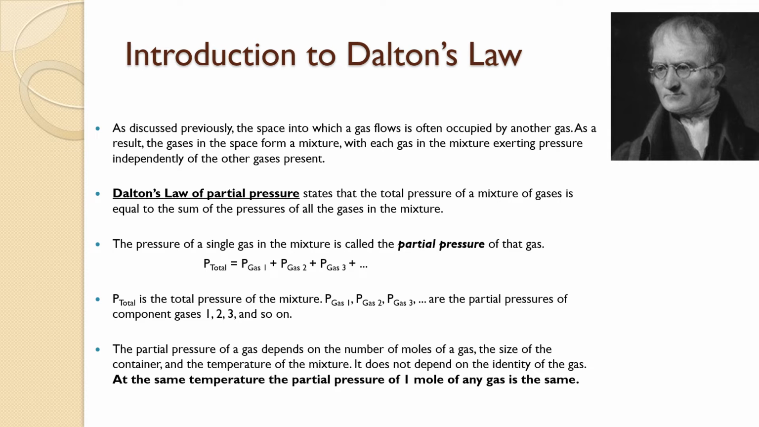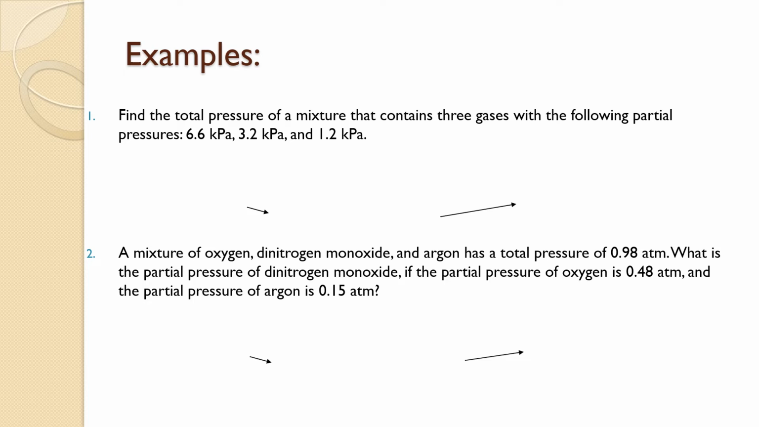P total is the total pressure of the mixture, and P of gas 1, 2, and 3 are the partial pressures of the components. The partial pressure of a gas depends on the number of moles of a gas, the size of the container, and the temperature of the mixture. It does not depend on the identity of the gas. Remember, at the same temperature, the partial pressure of 1 mole of any gas is the same.